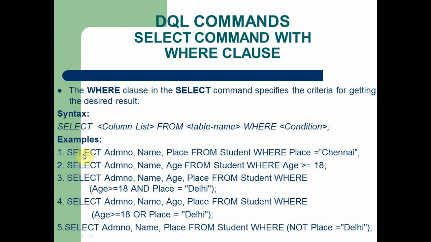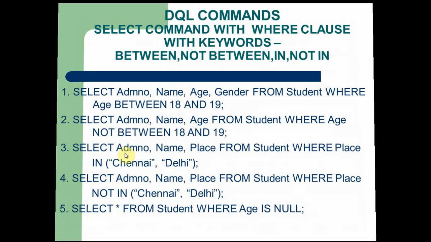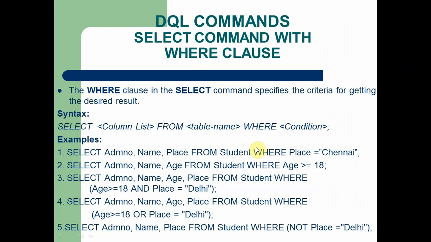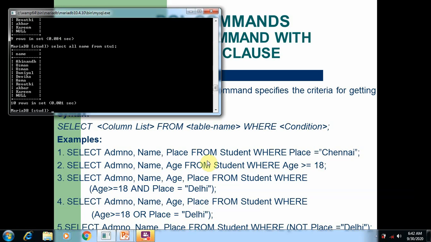In the first example, select admin number, name, place from student where place is equal to Chennai. This command will display three columns from the table student. The column names are admin number, name, place, and it only displays the records where place is equal to Chennai. For example, if you want to view the students who are from Chennai, then you can execute this command. So now we are going to execute the command.